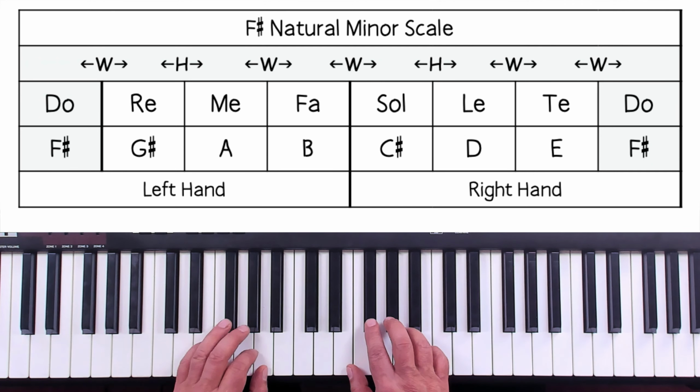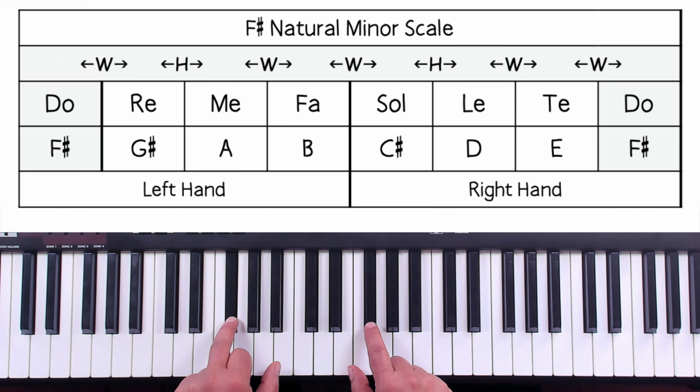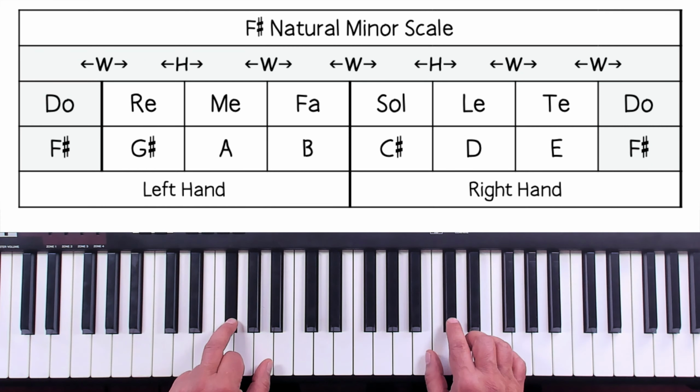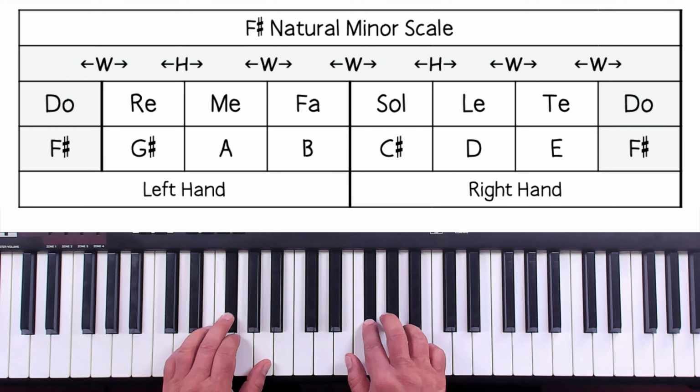And after we do this, we're gonna do our 2-note pattern, a diatonic third pattern. Do, mi, re, fa, mi, sol, fa, le, sol, te. Okay, so here we go.